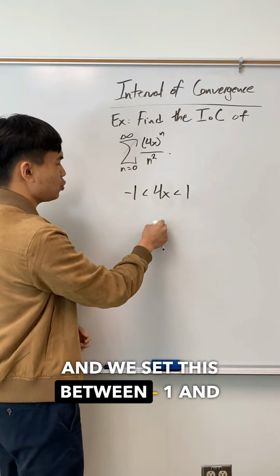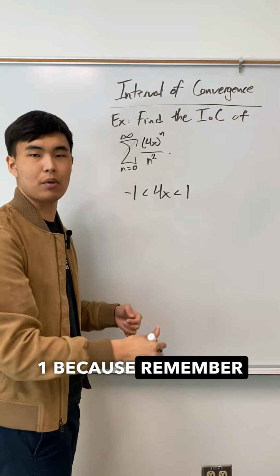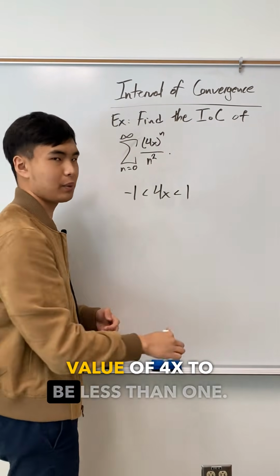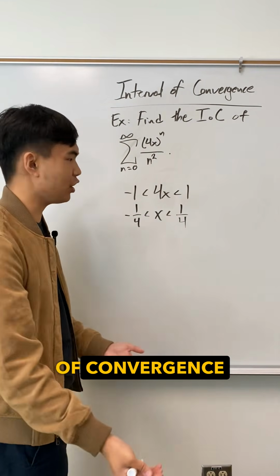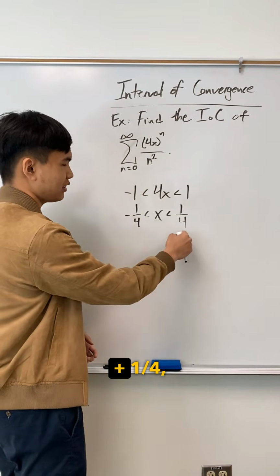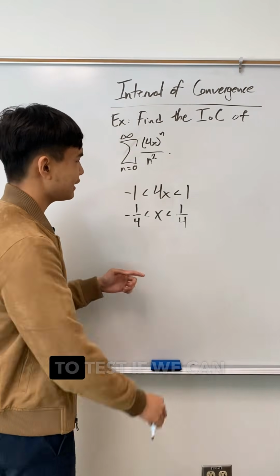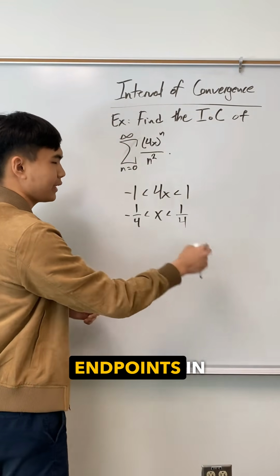And we set this between -1 and 1, because remember, we need the absolute value of 4x to be less than 1. From here, you just isolate x. So we find that our interval of convergence is from -1/4 to +1/4. But now we need to test if we can include these endpoints in our interval.